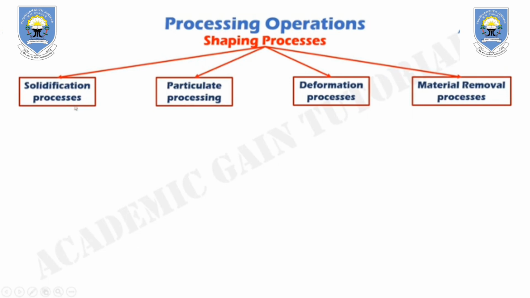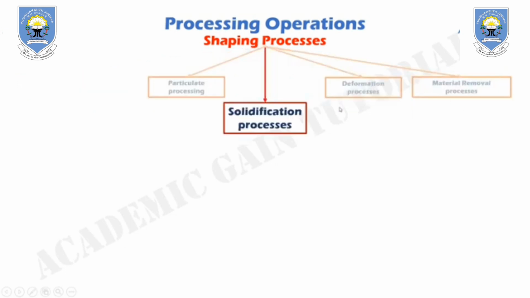the part geometry. Particulate processing, in which the starting material is a powder, and the powders are formed and heated into the desired geometry. Deformation processes, in which the starting material is a ductile solid, commonly metal, that is deformed to shape the part, and material removal processes, in which the starting material is a solid, ductile or brittle, from which material is removed so that the resulting part has the desired geometry.